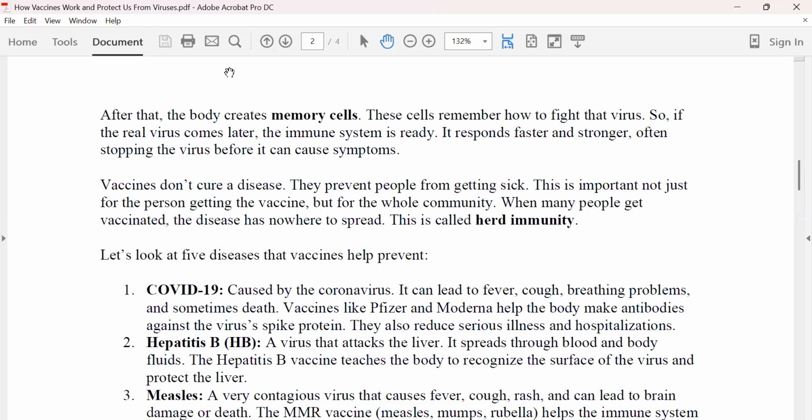After that, the body creates memory cells. These cells remember how to fight that virus. So if the real virus comes later, the immune system is ready. It responds faster and stronger, often stopping the virus before it can cause symptoms. Vaccines don't cause a disease. They prevent disease. Vaccines don't cure the disease. They prevent people from getting sick.